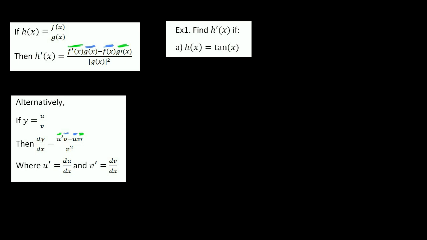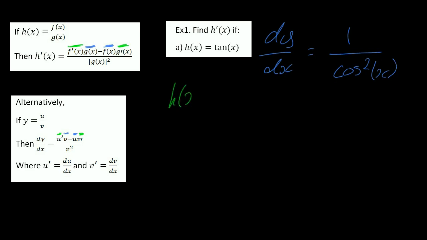Now, we know the derivative of 10x. Now, this one here, you know from previous videos that we're going to end up with 1 on cos squared x, or sec squared. Okay, but where does this actually come from? And this is what we're going to talk about. So what we're going to do is we're going to say that h of x is equal to sine x on cos x.